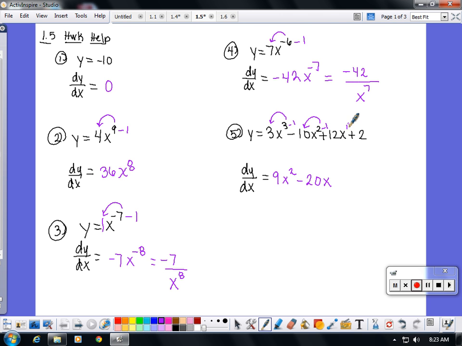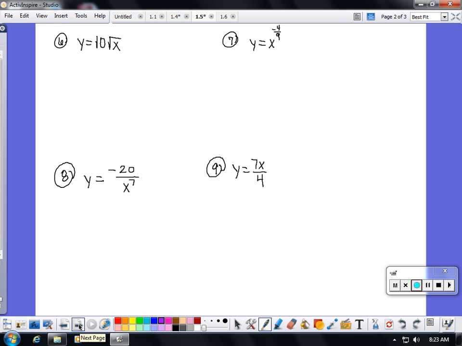Currently your exponent is 1. 1 times 12 is 12. Drop your exponent by 1. You get x to the 0. So that term is gone because x to the 0 is 1. And then the last term, 2, the derivative of a constant is 0. So you don't have to write it.